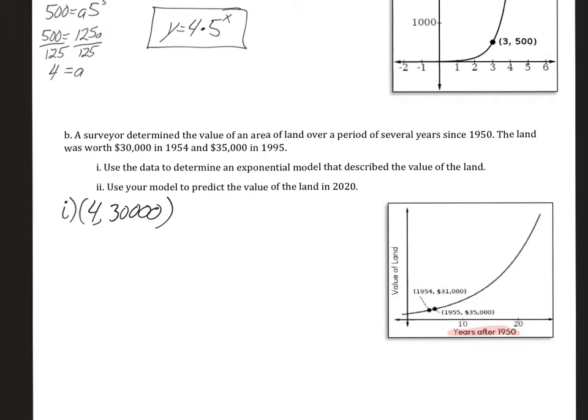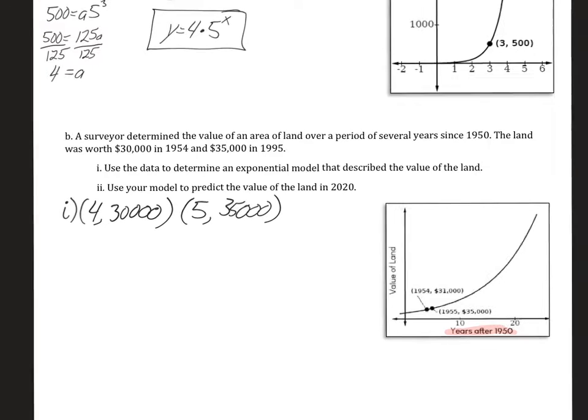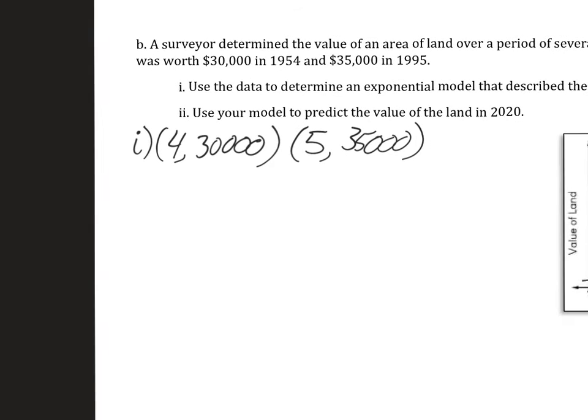For the next one, we're going to say this started at 5 and it went to 35,000. Okay, so now we're doing the same exact thing that we did before. So let's write that down. We have 35,000 equals ab to the fifth power. Now I'm going to divide. So I have 30,000 equals ab to the fourth.